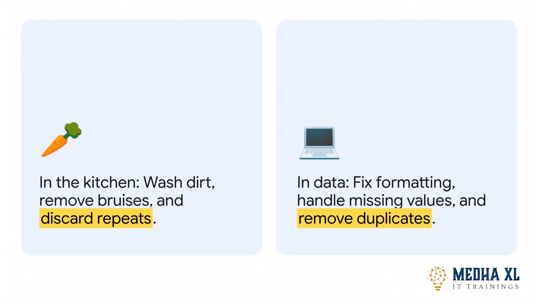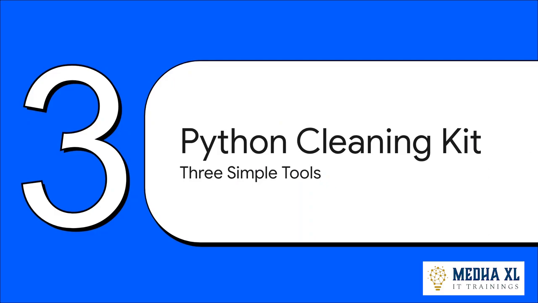And the parallels here are kind of perfect, right? In the kitchen, you wash the dirt off your veggies. In your data, that's like fixing formatting errors. When you cut a bruised part off an apple, that's exactly how we handle missing values. And when you realize you've grabbed 2 of the exact same onion, yep, that's just like getting rid of duplicate rows.